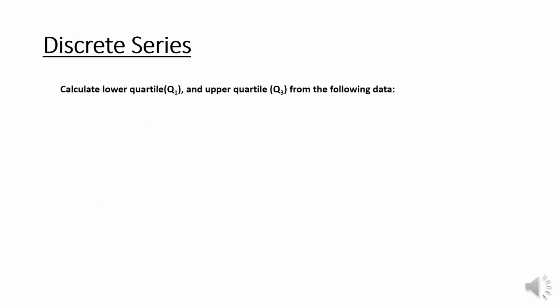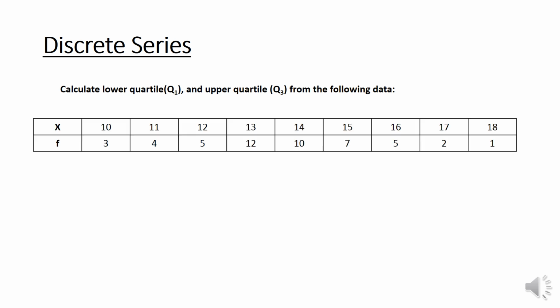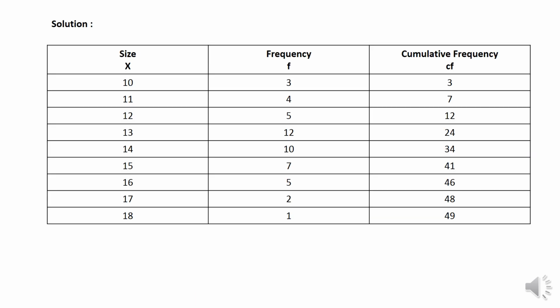Now calculate quartile in discrete series. So we have to calculate lower quartile and upper quartile here also from the following data. X is given here: 10, 11, 12, 13, 14, 15, 16, 17 and 18. And F, meaning frequency, is given here. So when we are calculating quartiles in discrete series, first of all we have to take out the cumulative frequency.